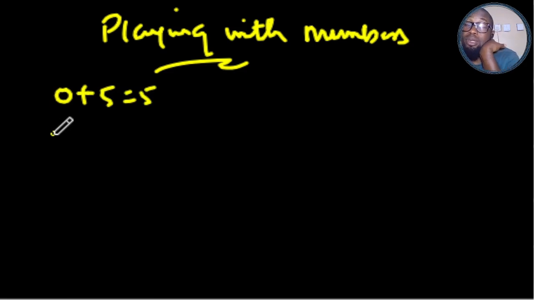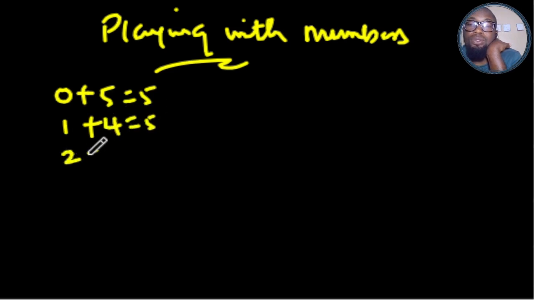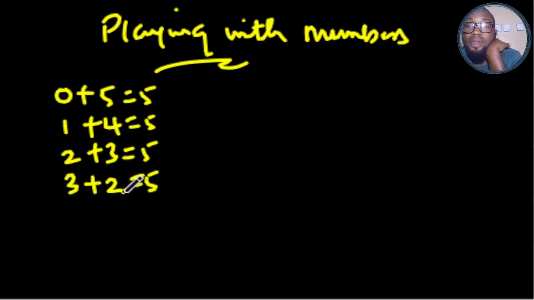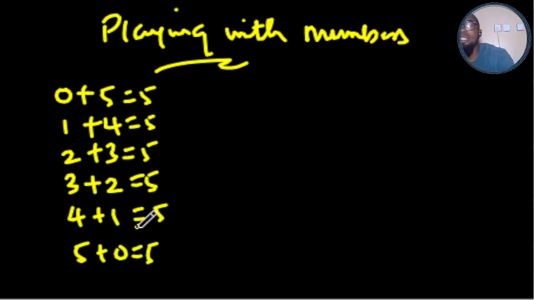Give me two pairs of numbers that sum up to 5. Okay. Then 1 plus 4 gives 5. 2 plus 3 gives 5. Then you continue. 3 plus 2 gives 5. And 4 plus 1 gives 5. Then 5 plus 0 gives 5. You see, these things look like, oh, what a child's play. But come on, these are the things that make a champion.